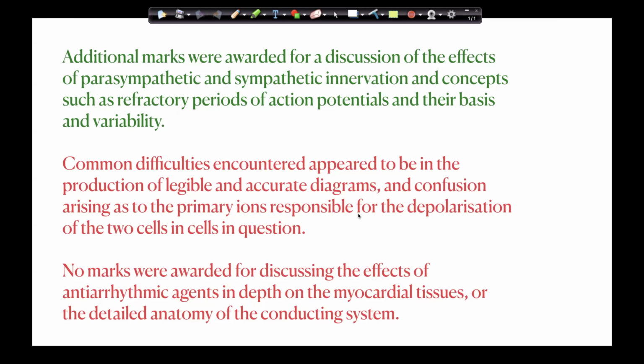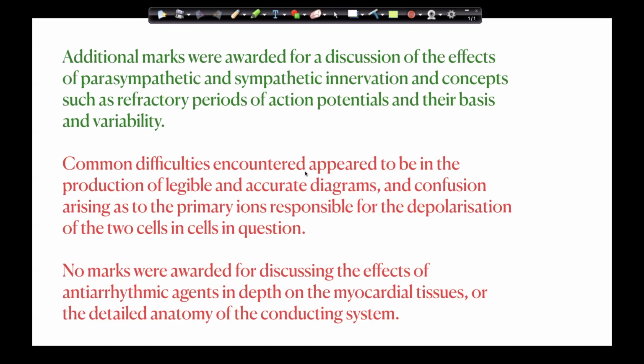Now, additional marks were awarded for a discussion of the effects of parasympathetic and sympathetic innervation and concepts such as refractory periods of action potentials and their basis and variability. Common difficulties encountered appeared to be in the production of legible and accurate diagrams and confusion arising as to the primary ions responsible for the depolarization of the two cells in question. No marks were awarded for discussing the effects of antiarrhythmic agents in depth on the myocardial tissues or the detailed anatomy of the conducting system.